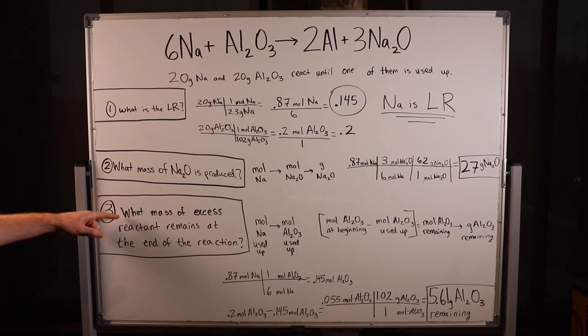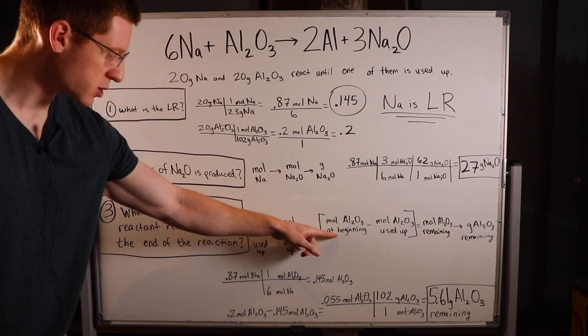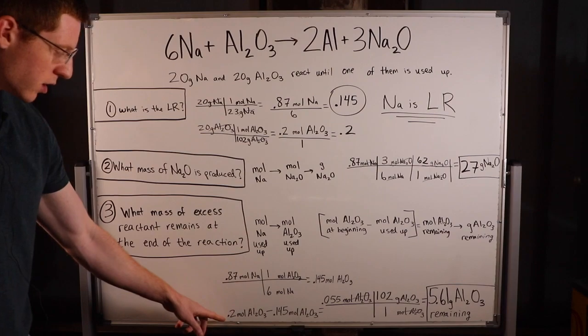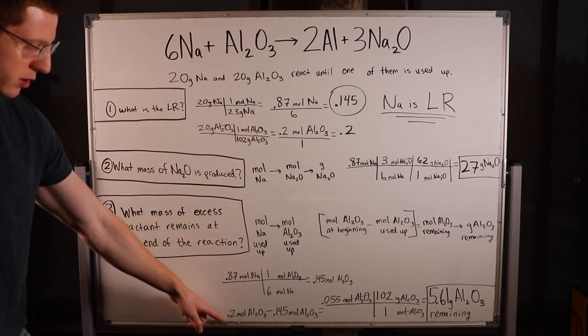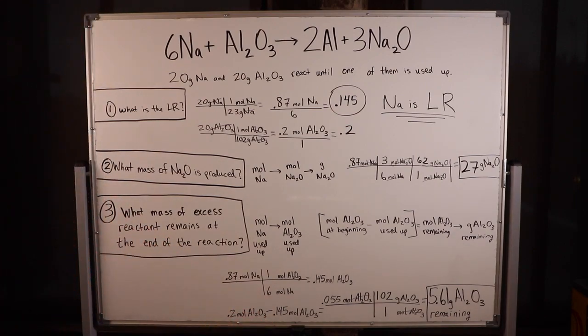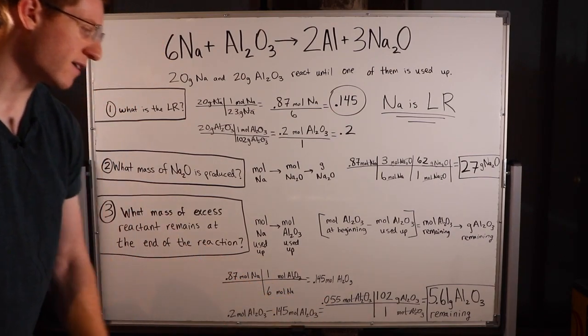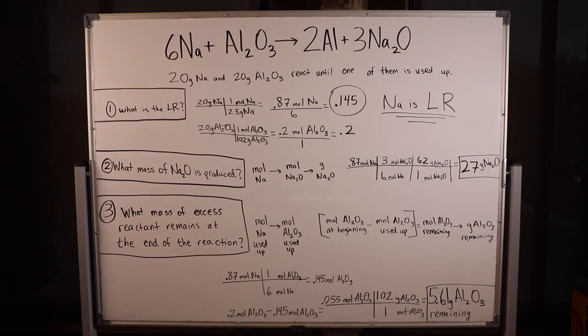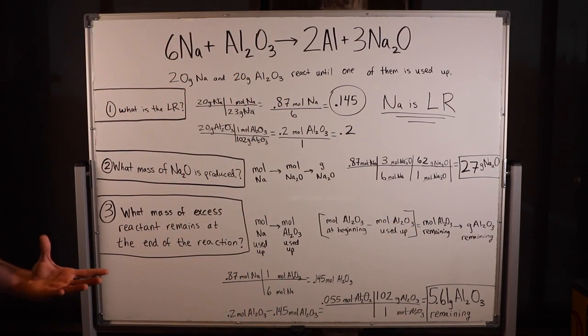That's not what they asked for. They asked how much was left. So now that we know how much we used up, we can subtract that from how much we had at the beginning. And we know we had 0.2 moles of aluminum oxide at the beginning. So if we subtract 0.145 moles from that, we know that we must have ended up with 0.055 moles of aluminum oxide. And then once we have that, it's very easy to simply change to grams that were remaining. We'll just change it to grams.